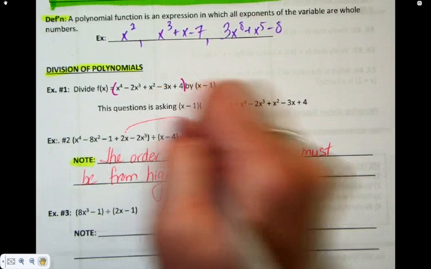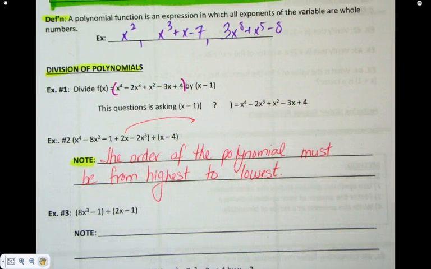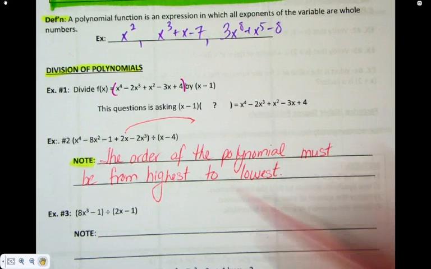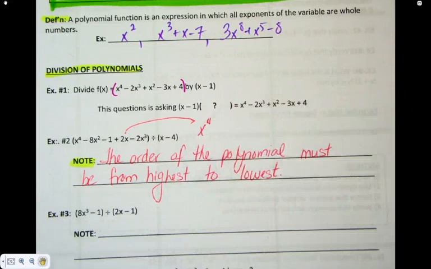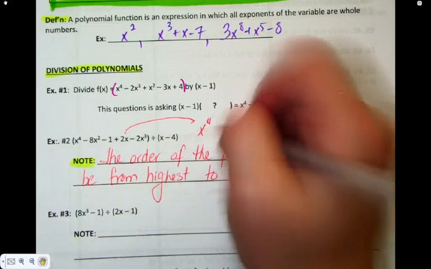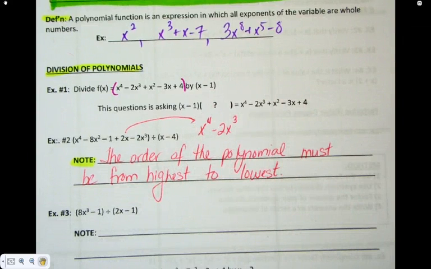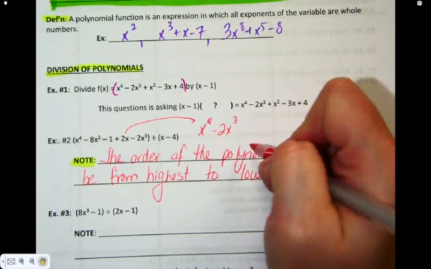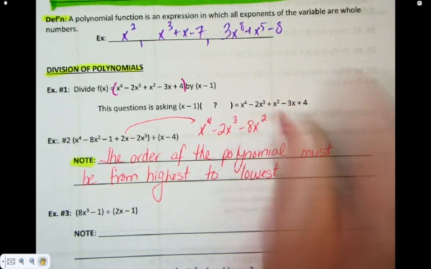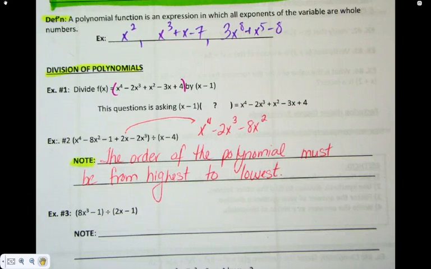So we're going to want to rewrite this giant polynomial. What's the highest order? What's the biggest exponent? 4. So x to the 4 is going to come first. What's the next highest exponent? So negative 2x cubed will come second. After that, negative 8x squared. So the signs in front of them don't change. They stay where they are.